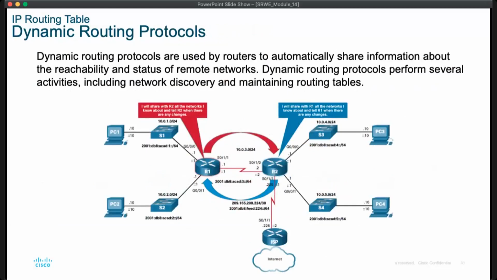Dynamic routing protocol. Dynamic routing protocols are used by routers to automatically share information about the reachability and status of remote networks. Dynamic routing protocols perform several activities, including network discovery and maintaining routing tables.